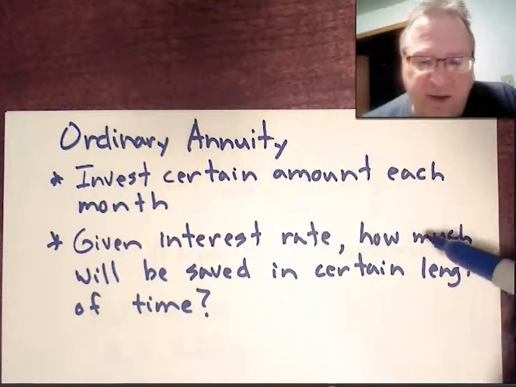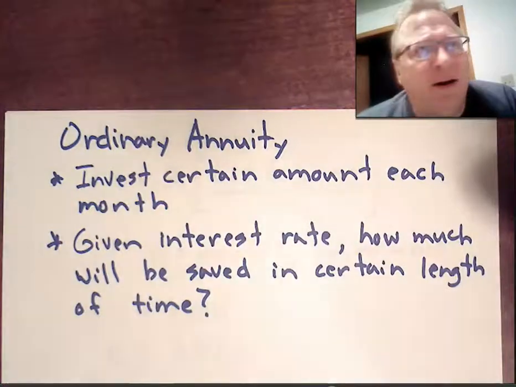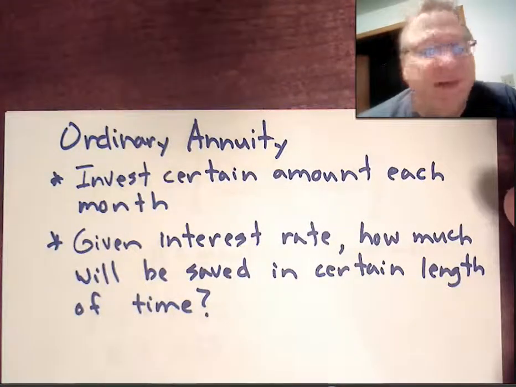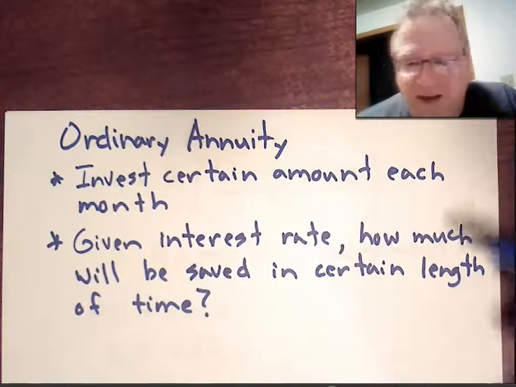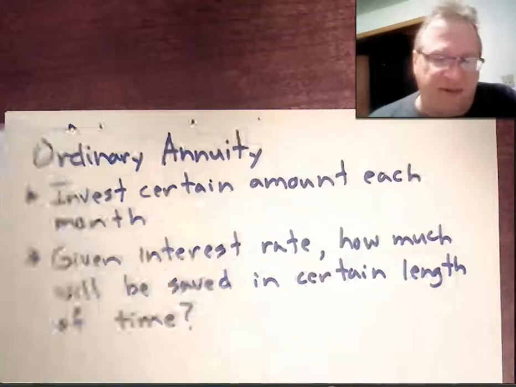We're given an interest rate. We just know we can save, I don't know, $500 a month from our paycheck. Oh, wouldn't that be nice? And in 10 years, how much will we have saved? The annuity equation will tell us that.